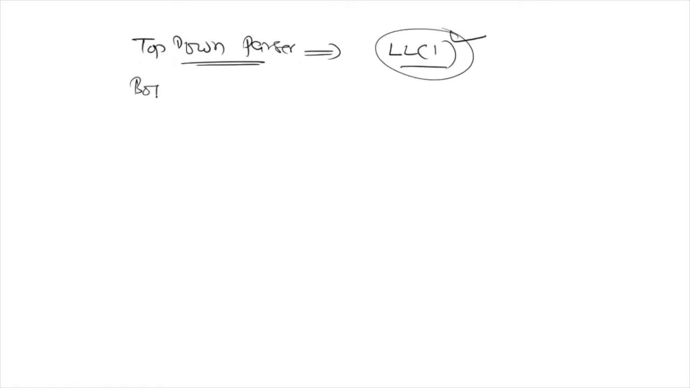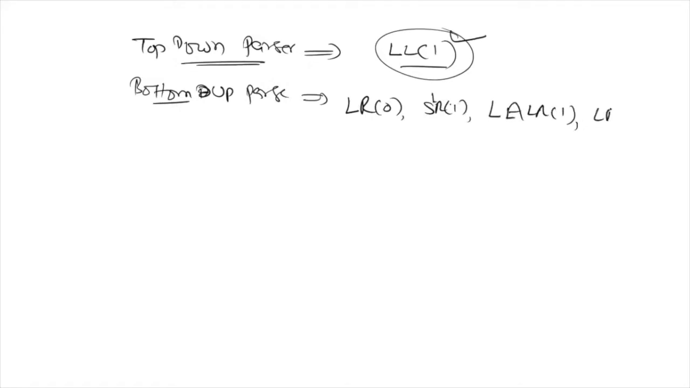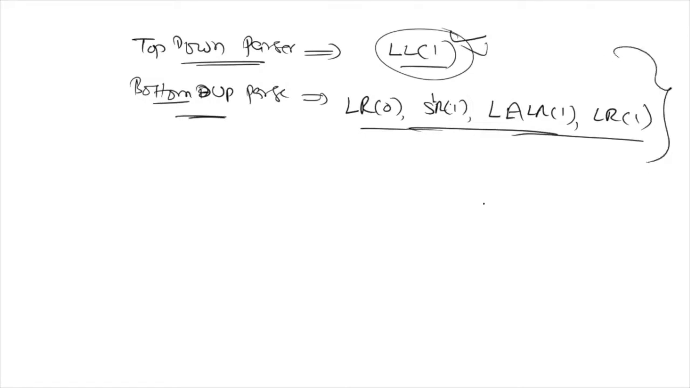Then we will study the bottom up parser. In this bottom up parser, the most popular parsers are four: LR0, then we have something called SLR1, then we have something called LALR1, and then we have something called LR1. So these four popular parsers are your bottom up parsers, and this LL1 is your top down parser. So these are the four parsers we need to study.